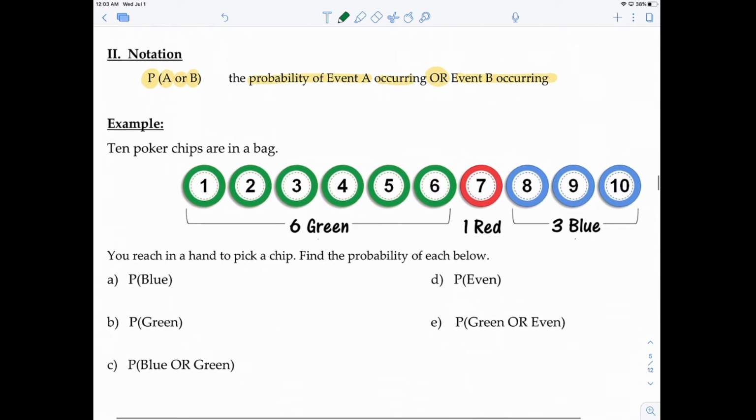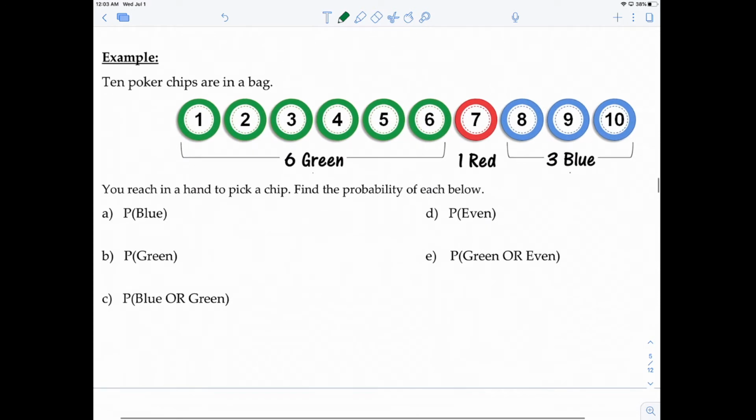So let's take a look at this first example. Here we have 10 poker chips in a bag, colored like this with their numbers like that. So numbers 1 through 10. The first 6 are green. There's 1 red and then there's 3 blues. So the first question says, you reach in a hand to pick a chip. Find the probability of each below.